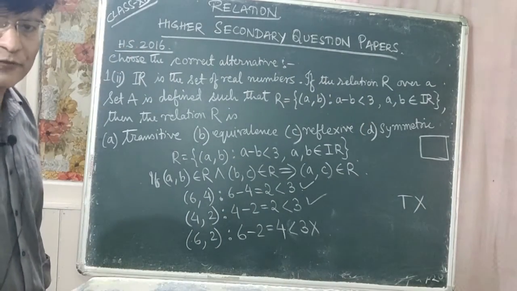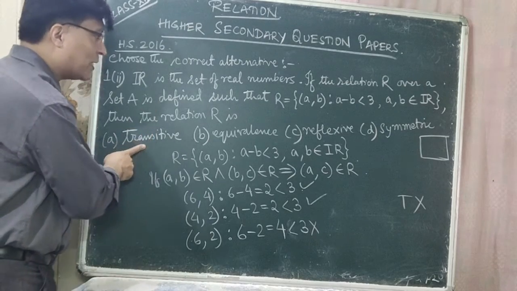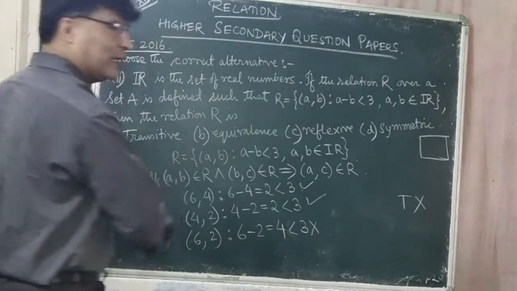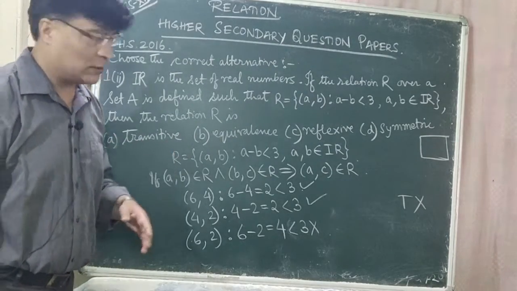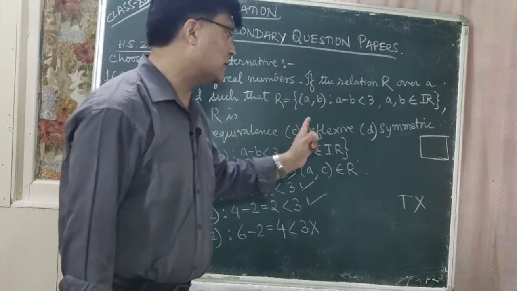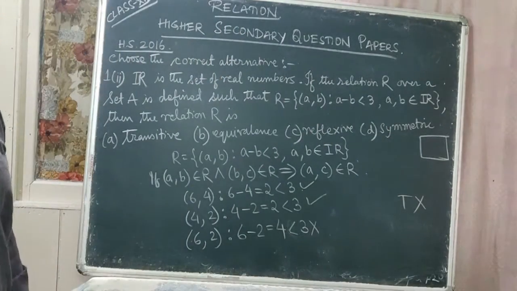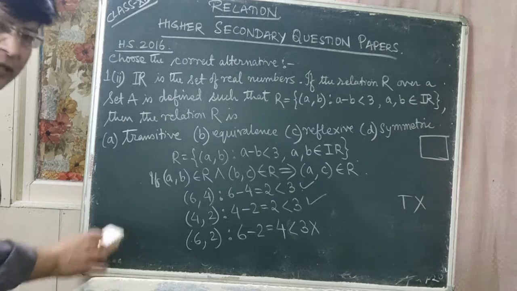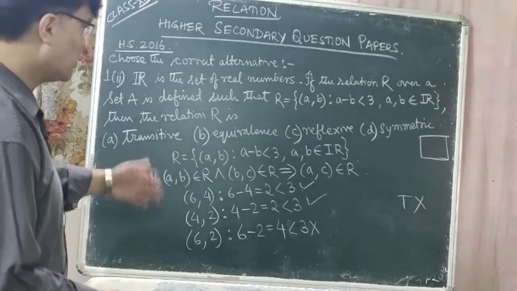Is that clear to all of you? So the relation is not transitive, and hence it is not an equivalence relation. So you can discard these two options A and B. So it may be C or D. Now let us check for C. I think you have understood it, so you can note it down.